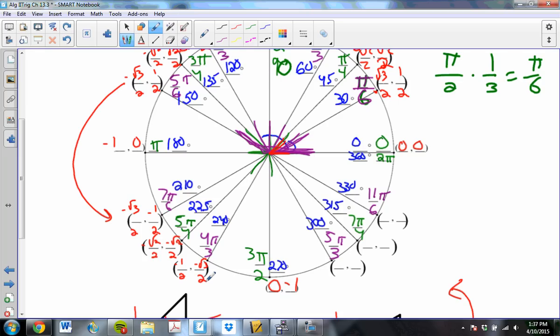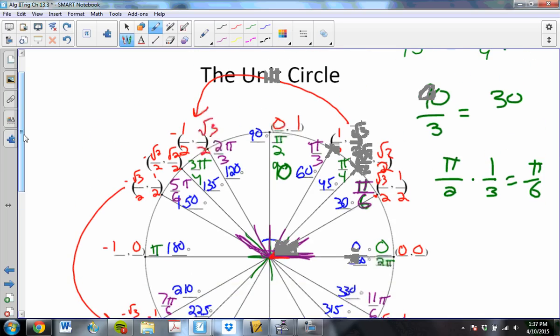Over here, the x values will be positive, but the y values will be negative. We're in quadrant 4 now. So the x values are positive, 1/2, root 2 over 2, root 3 over 2. The y values are negative, negative root 3 over 2, negative root 2 over 2, -1/2. So we found the coordinates of all these points based on all these angles with a circle that has a radius of 1 that we call the unit circle.